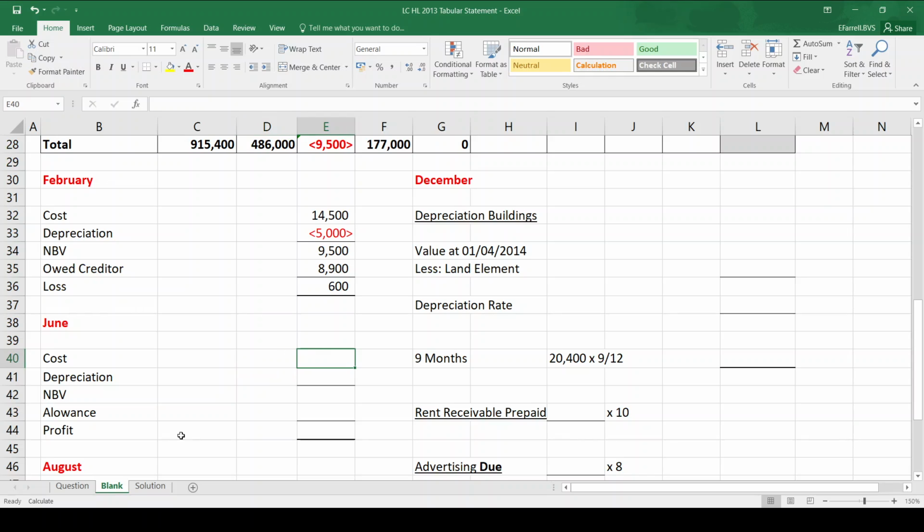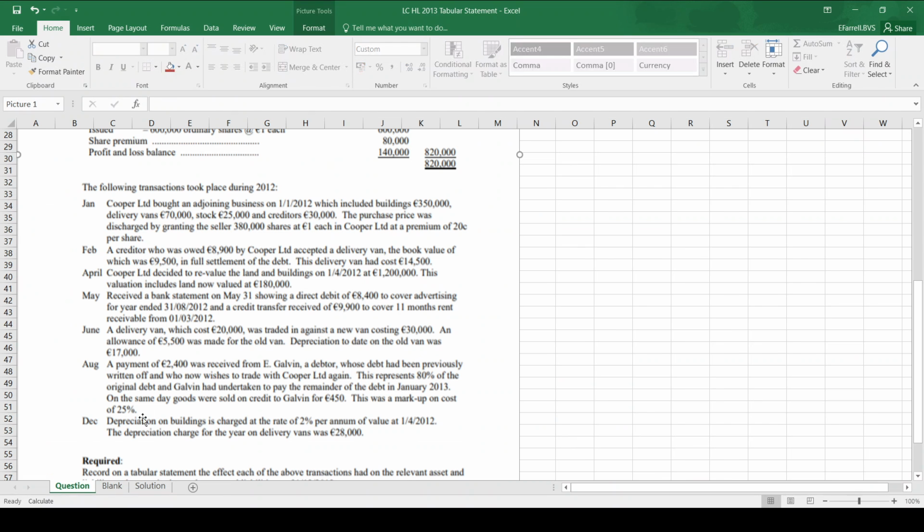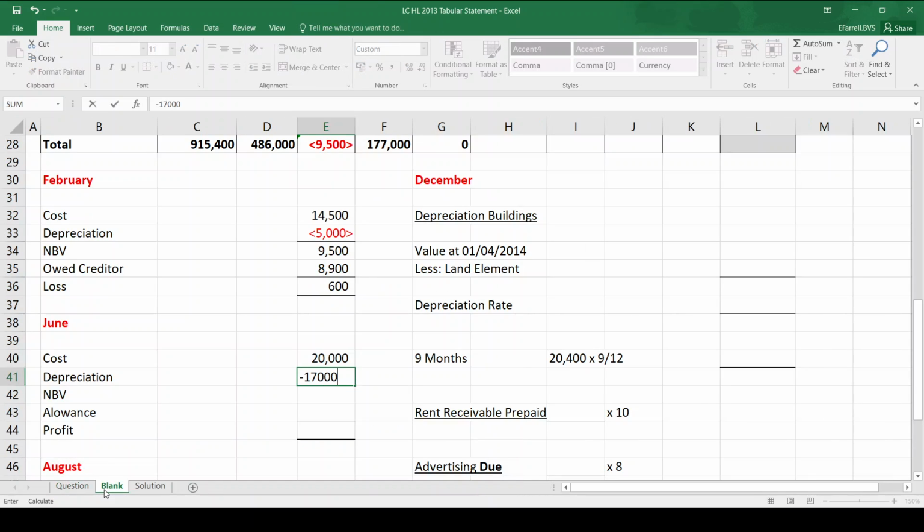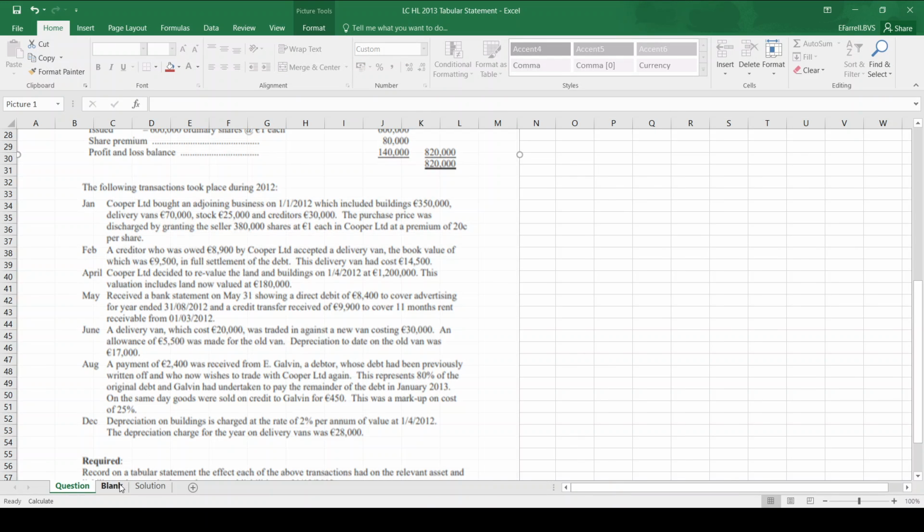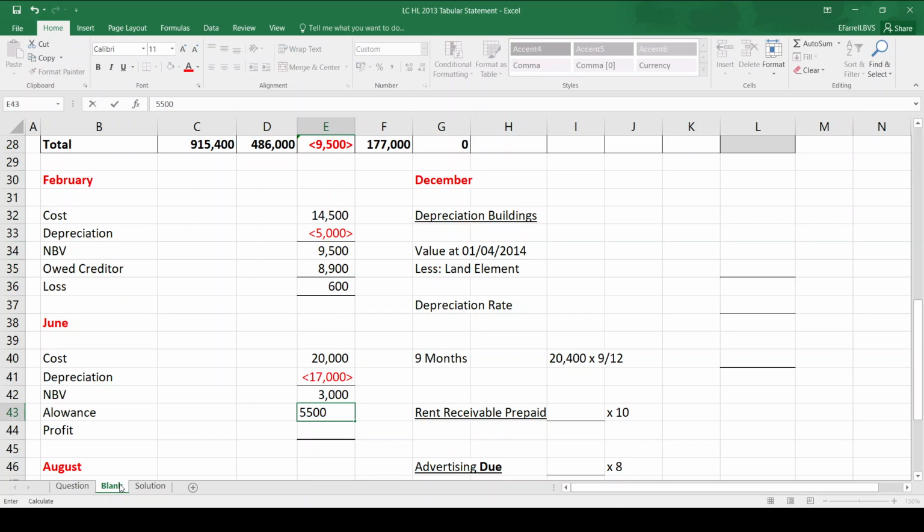So in June, now I want to see whether I made a profit or loss on the van that I sold. Well, the cost of the van that I sold was 20,000. It says that the depreciation on the old van was 17,000, which means that the van had a net book value of 3,000. We got an allowance of 5,500 on the new van, so if it was worth 3,000 and we got an allowance of 5,500, as the allowance is greater than the book value, we have made a profit of 2,500. If the allowance was less, we would have made a loss. So it's a profit of 2,500. And again, we need to reflect these figures in the tabular statement.